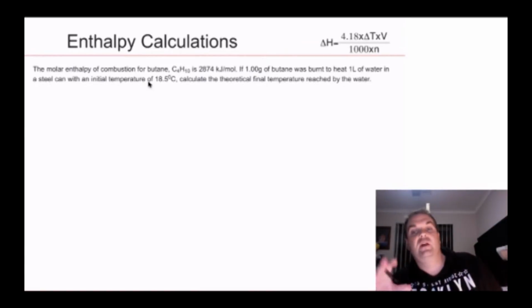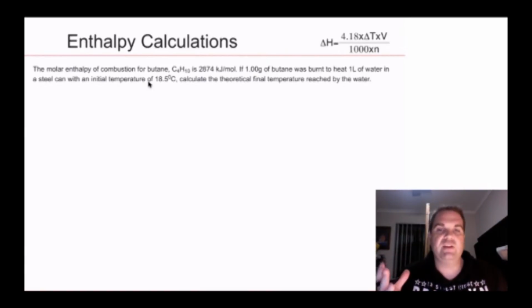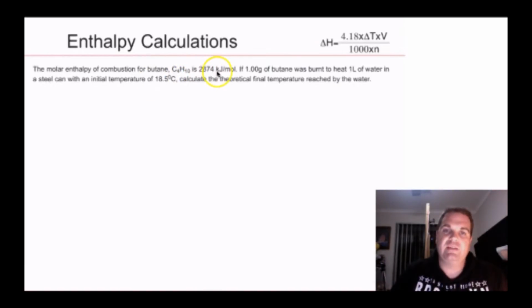Alright, next one I'm going to look at is the molar enthalpy of combustion for butane. So this time we're actually going to turn our equation around a little bit, all right, because they're fairly straightforward to calculate enthalpy of combustion, or enthalpy of solution, or enthalpy of neutralization, whatever it is, given your change in temperature and your volume. So this time what we're going to do is try and calculate the final theoretical temperature. And you had a question like this, I think just the other day. So molar enthalpy of combustion for butane is 2874 kilojoules per mole. Now it's given, because it's an enthalpy of combustion, we don't need to put a negative in there because it's implied. We're burning 1 gram of butane to heat 1 litre of water.